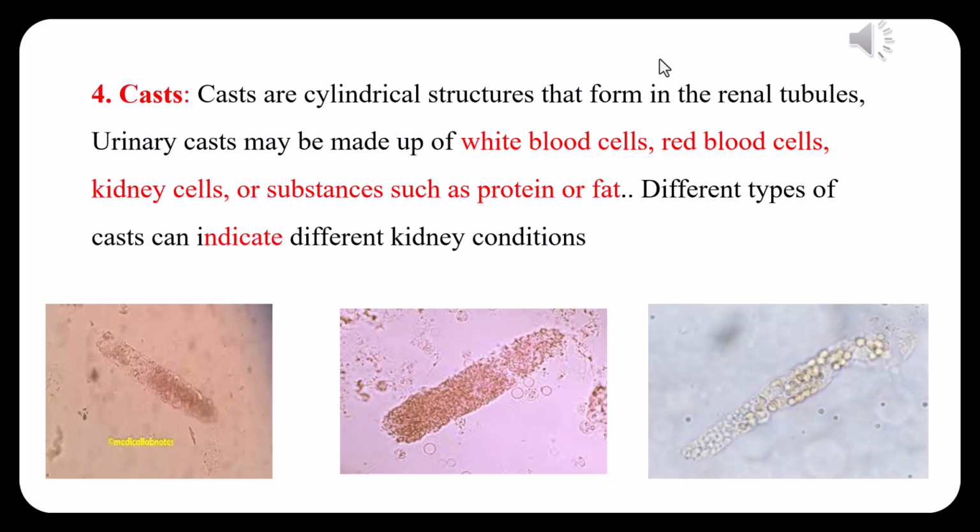Here, very simply, we are explaining about the cast as you see in this picture. It is cylinder in shape and an accumulation, maybe of red blood cells, white blood cells, fat or protein, and each of the casts of course has a specific name and indicates a specific kidney disorder.